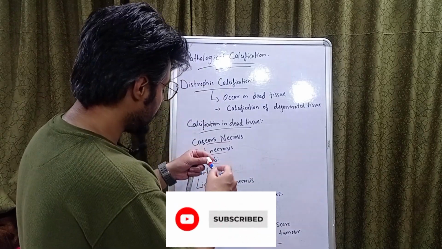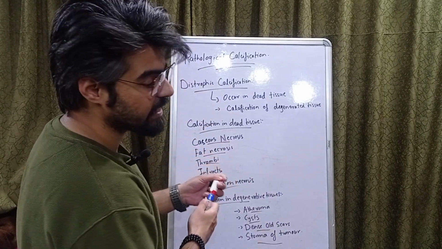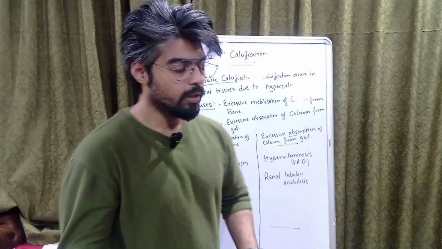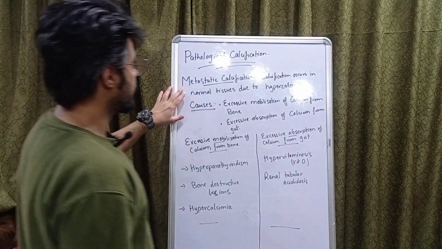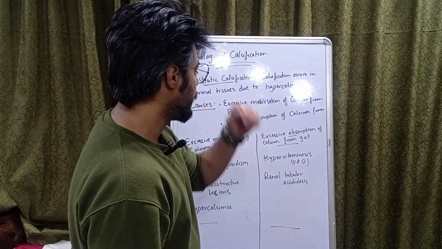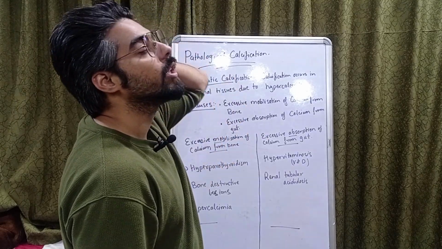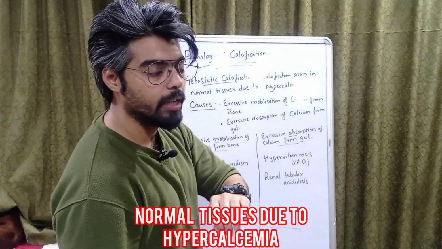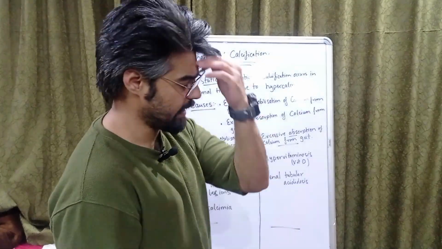Now let's go towards metastatic calcification. So guys, coming to metastatic calcification, first of all we will see where and why it occurs. Metastatic calcification occurs in normal tissues due to hypercalcemia.